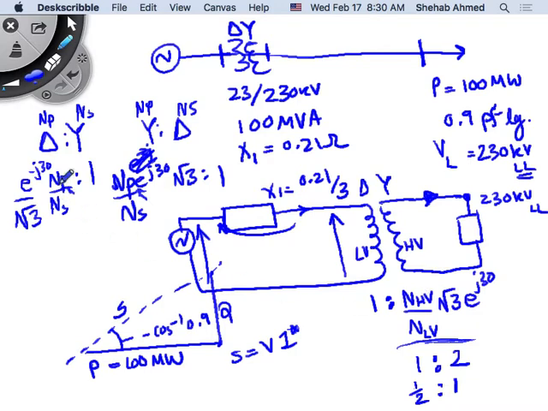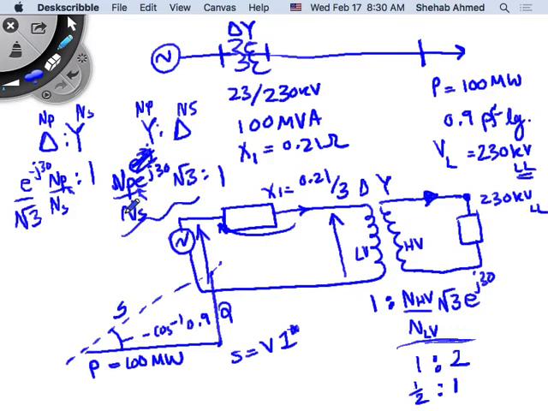For me, it's better than memorizing N primary or N secondary. In this case, the primary is a delta versus a star. I would just, all the time, put these on the star side, and N would be the N high voltage over N low voltage. In that case, there's no confusion.